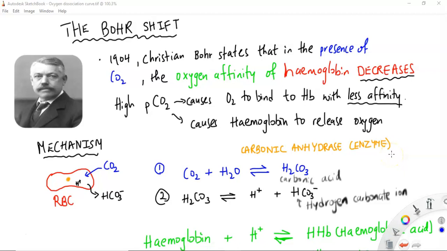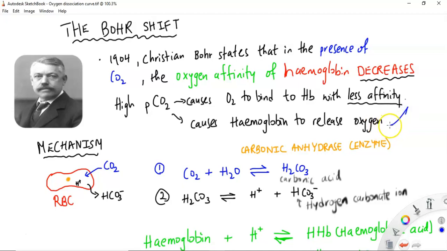This video is about the Bohr shift, also known as the Bohr effect. It's something about the blood, and this was discovered by this gentleman over here. His name is Christian Bohr, and in 1904 he found that in the presence of carbon dioxide, the oxygen affinity of hemoglobin decreases. So when you have a lot of carbon dioxide present in a tissue, that carbon dioxide causes hemoglobin to release oxygen. If you have oxyhemoglobin in the presence of carbon dioxide, that oxyhemoglobin dissociates and releases its oxygen.